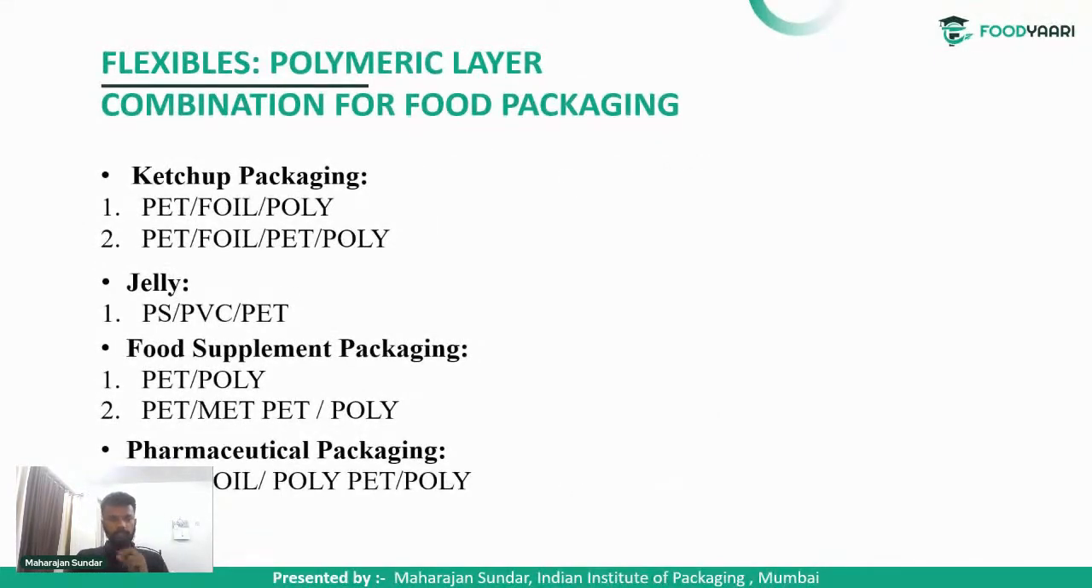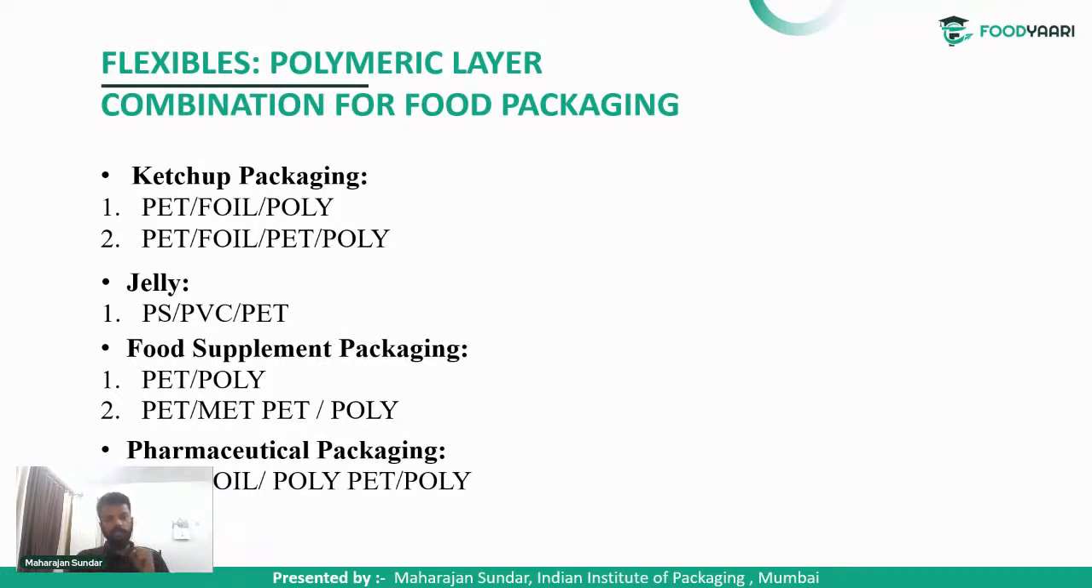For ketchup packaging, it is just PET, aluminum foil, poly. I am reading in the reverse order. Poly will give good printing. Foil, aluminum foil, Al or foil means the same. Aluminum foil gives great barrier properties. PET gives the sealing property.